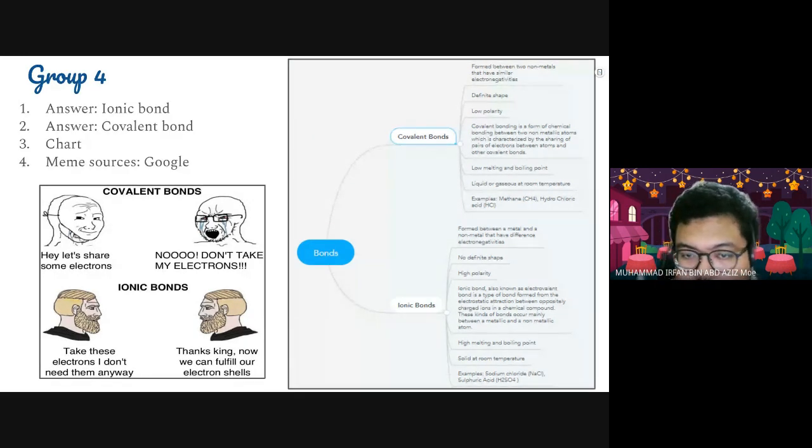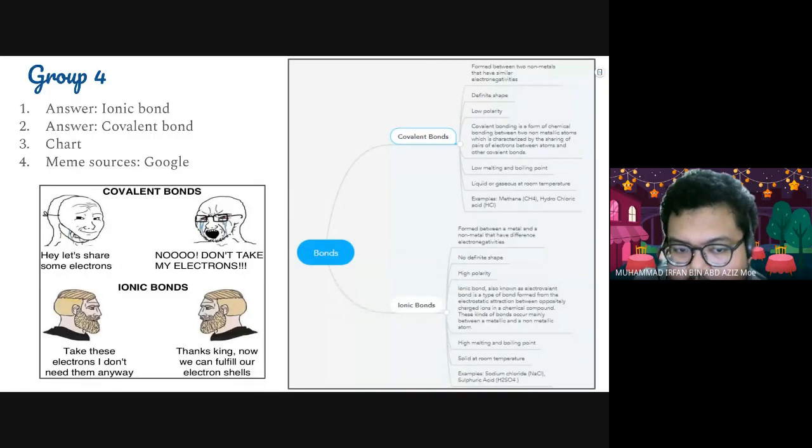Alright. If we look at bonds, covalent bonds and ionic bonds are all the same, but the difference is sulfuric acid. Sulfuric acid is actually a covalent compound, but it has a little bit of ionic compound characteristics. So it is not 100% ionic compound. Actually I'm not really sure whether there is a totally 100% covalent bond or 100% ionic bond.